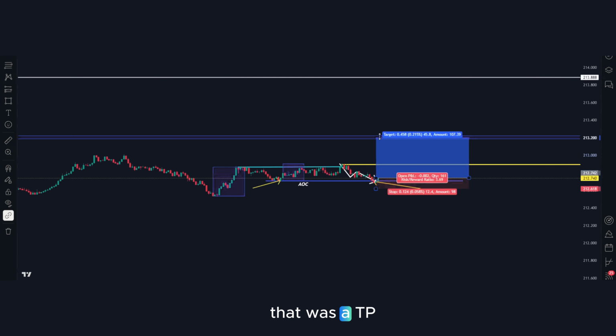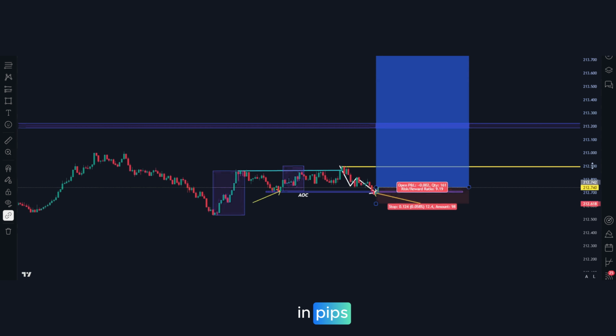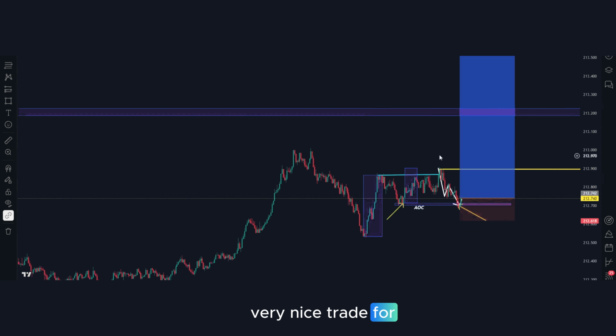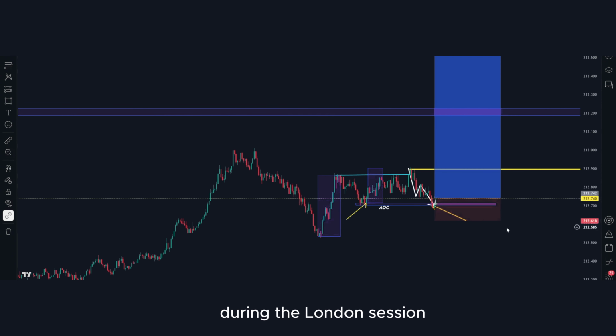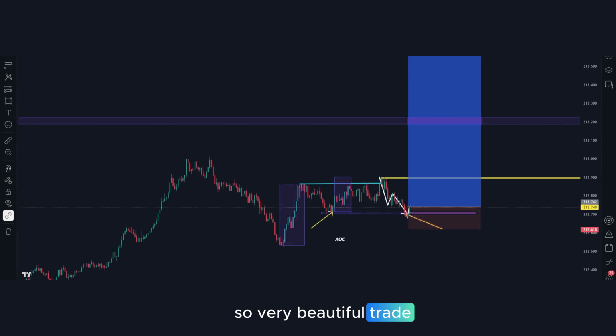TP1 was over 48 pips, and then TP2 was over 115 pips. Very nice trade for a Friday morning, because we normally trade during the London session. So very beautiful trade, and this is how it took us.